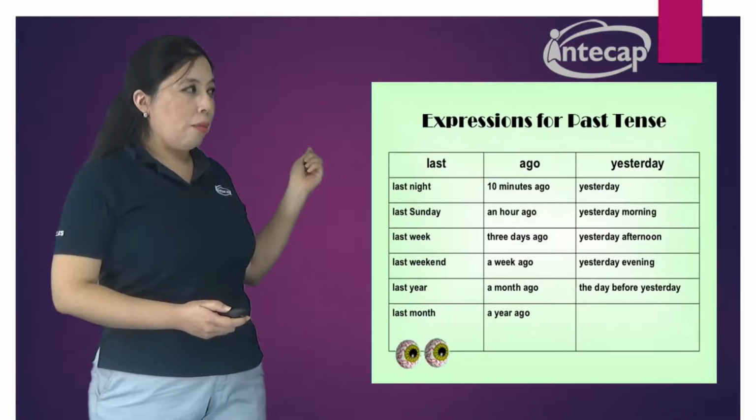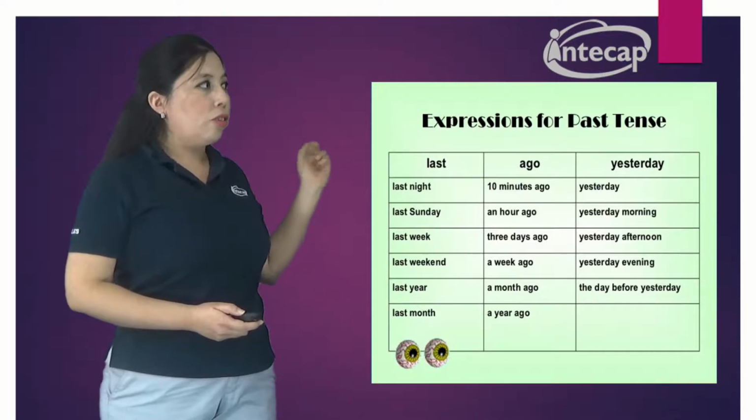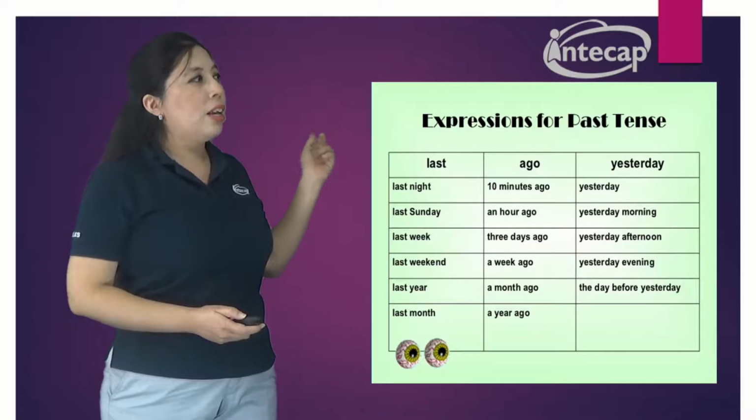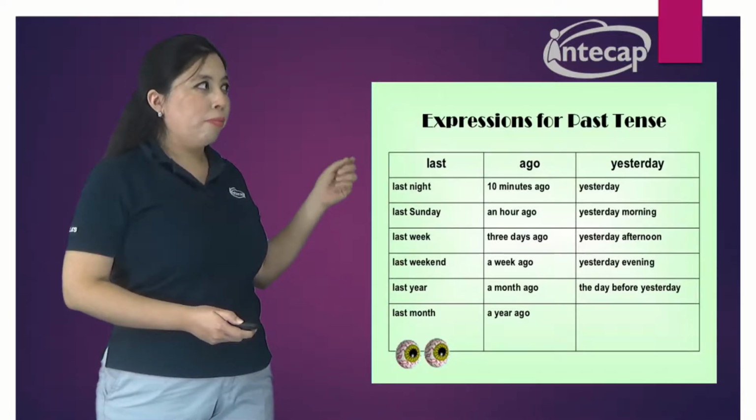Right here we have some examples. For example, last night, that's Tuesday. Ago: 10 minutes ago, an hour ago. With yesterday: yesterday or yesterday morning.